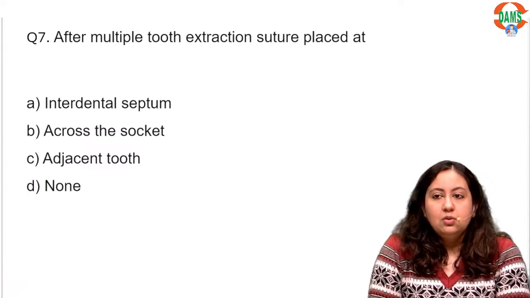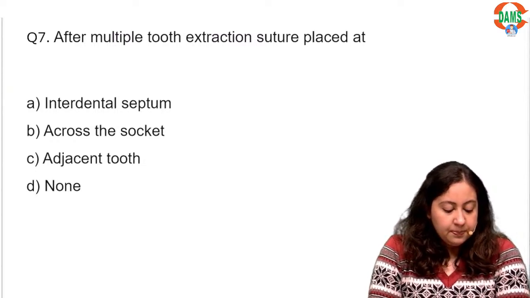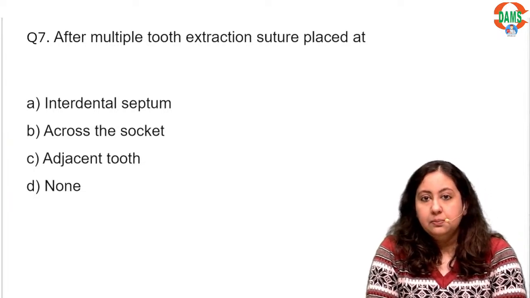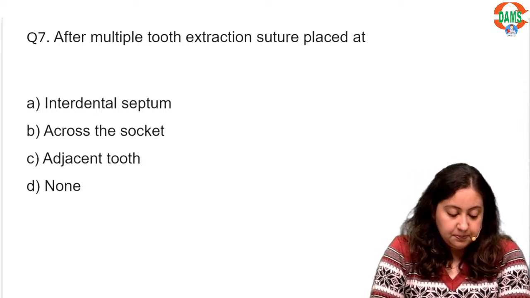Now coming to question number 7. After multiple tooth extractions, sutures are placed at interdental septum, across the socket, on the adjacent tooth, and option D is none. So let me know the answers.